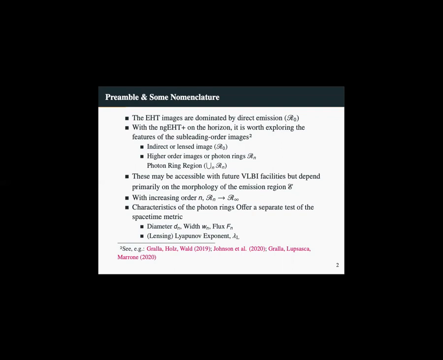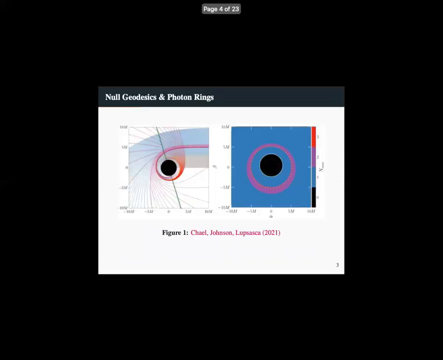The Lyapunov exponent, as I will try to show eventually, is the perfect observable to break all the degeneracies that we get from purely shadow size measurements, and this is pretty cool. So the setup here is that.